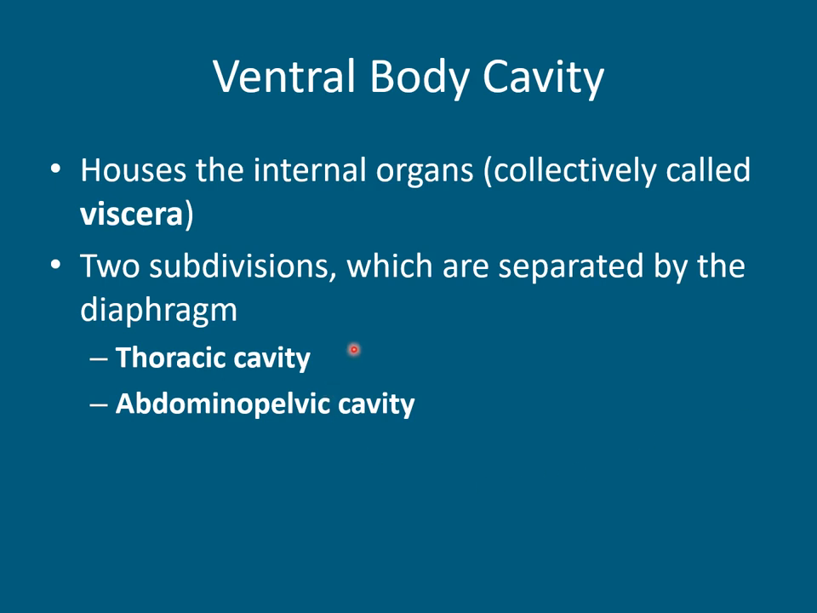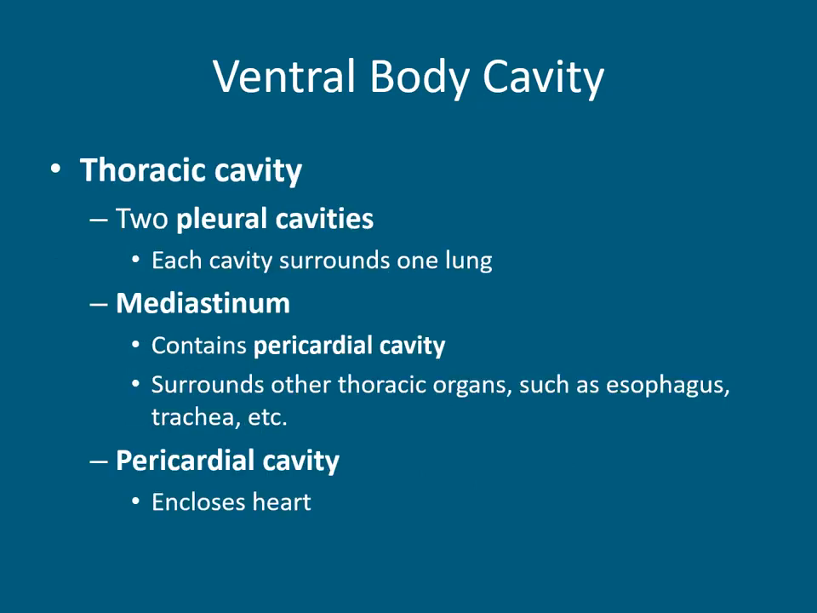And like I said, there are those two main subdivisions. The thoracic cavity is further subdivided. It contains two pleural cavities. Each pleural cavity contains your lungs. So pleural refers to lungs. And then the mediastinum contains the pericardial cavity, which contains the heart.